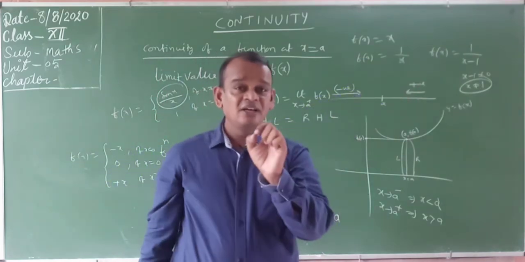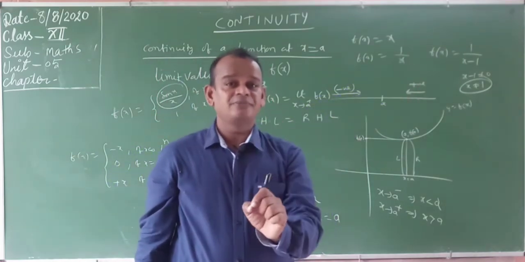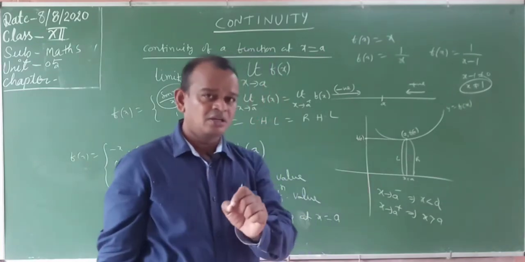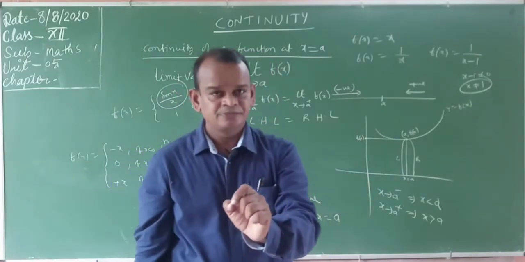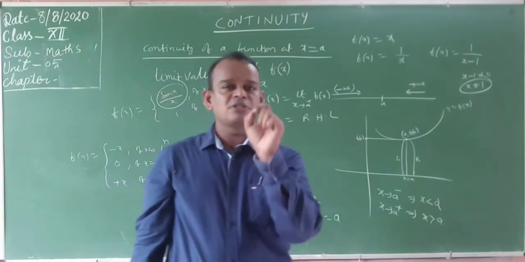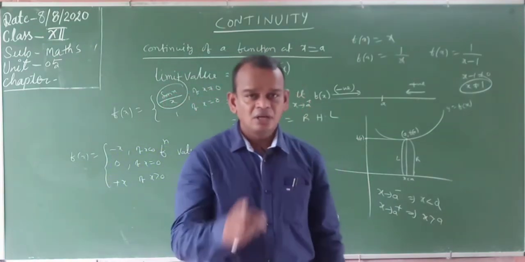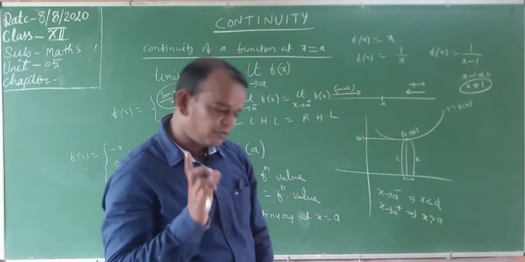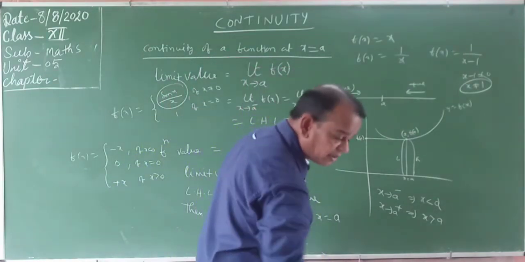This is how you find where the function is not defined. The function is defined on R, so it is continuous on R. If the function is not defined at a particular value, then at that value the function must be discontinuous. Remember? Okay. Suppose we are asked to find the discontinuity of a function.